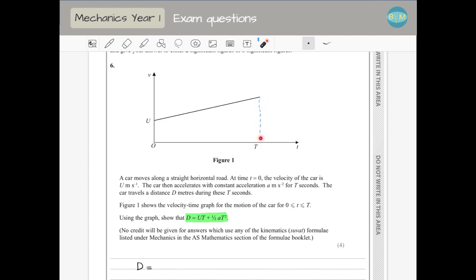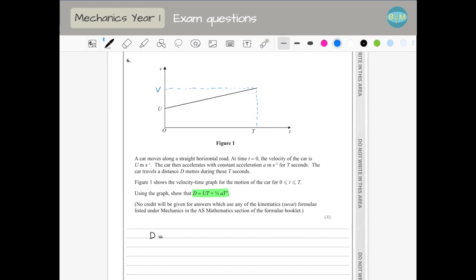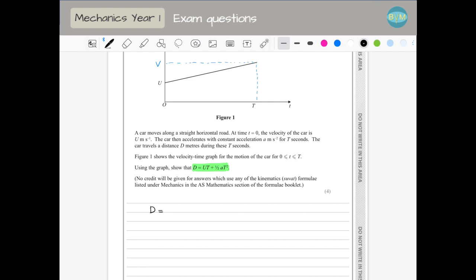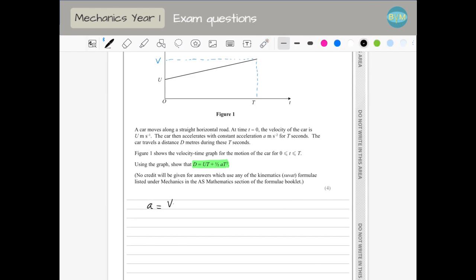The only thing that we need to find is this length here, which is the final velocity after t seconds. You can find this very quickly if we use the acceleration as a gradient. So I'm going to do that first. The acceleration is going to be the gradient, so it's the difference in y, which is v minus u, divided by the difference in x, which is t. Which means the final velocity is going to be u plus at. So now my final velocity is in terms of the variables that I know. They are giving me u, t, and a.